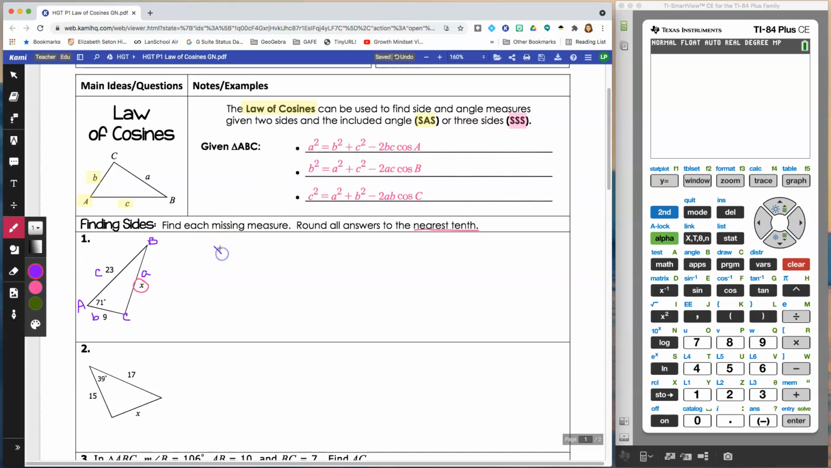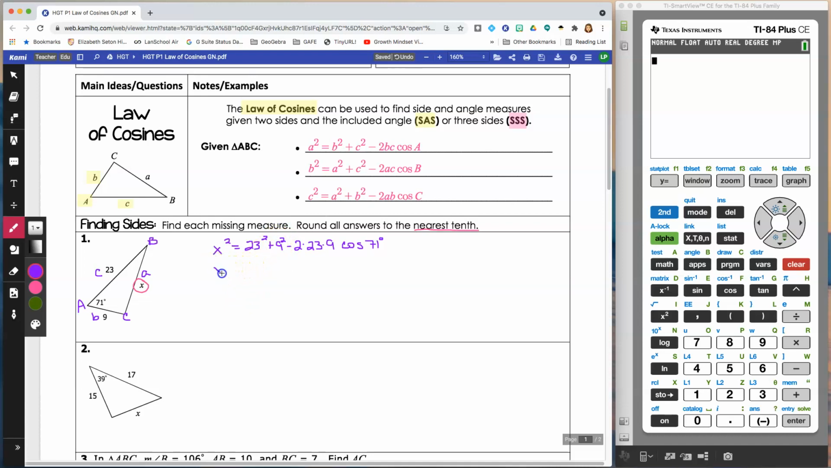So now I know that x squared equals the sum of the squares of the other two sides. In other words, it equals 23 squared plus 9 squared minus 2 times 23 times 9 times the cosine of 71 degrees. Whoops, I forgot to put the square for that 9. 23 squared plus 9 squared, can't forget the square.